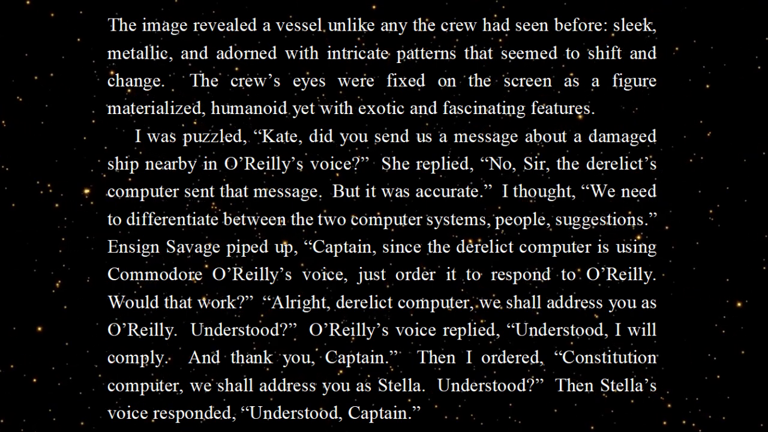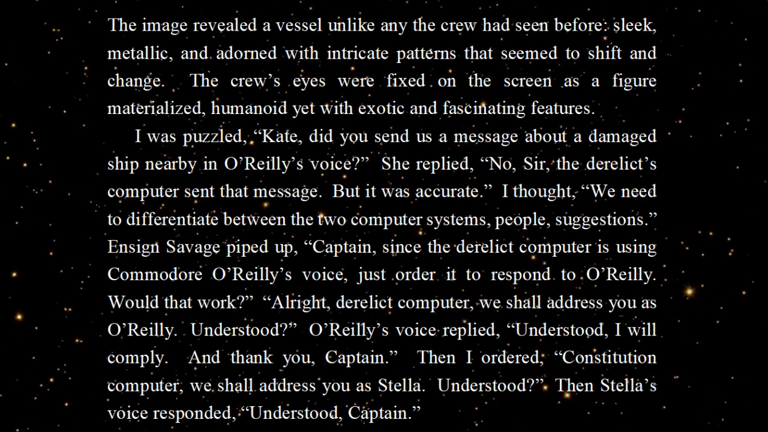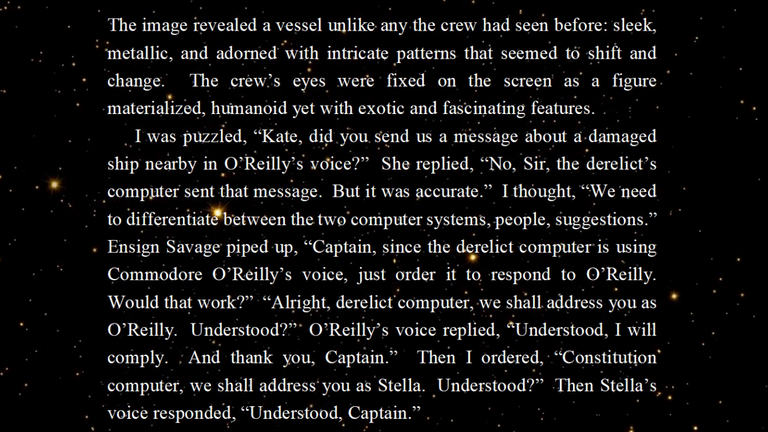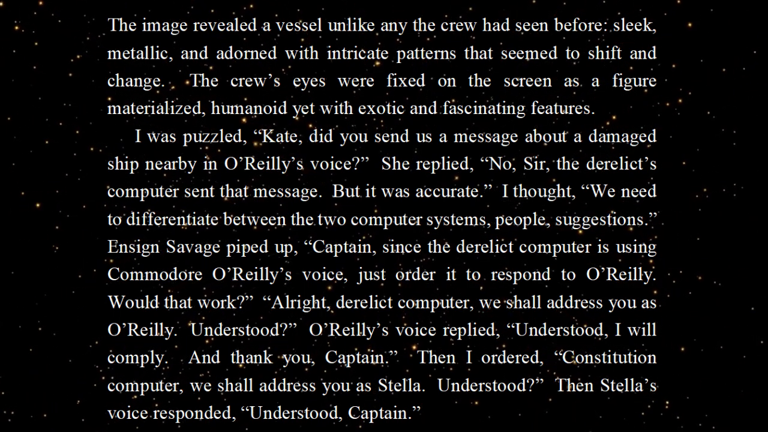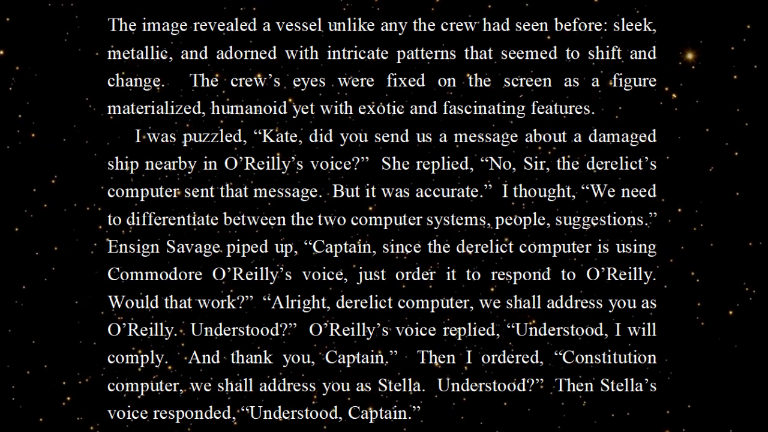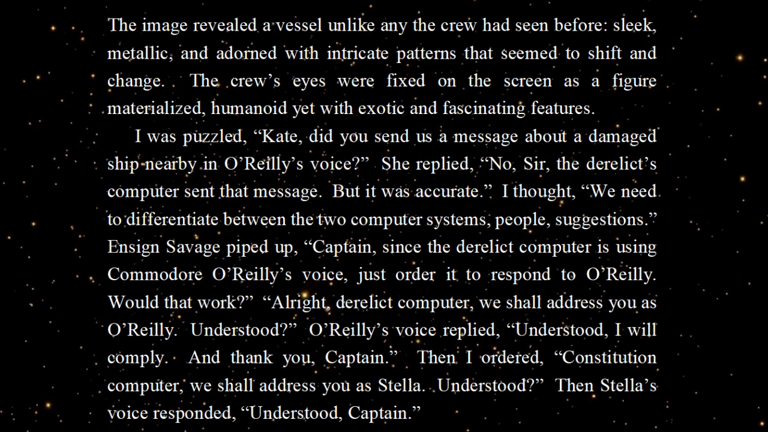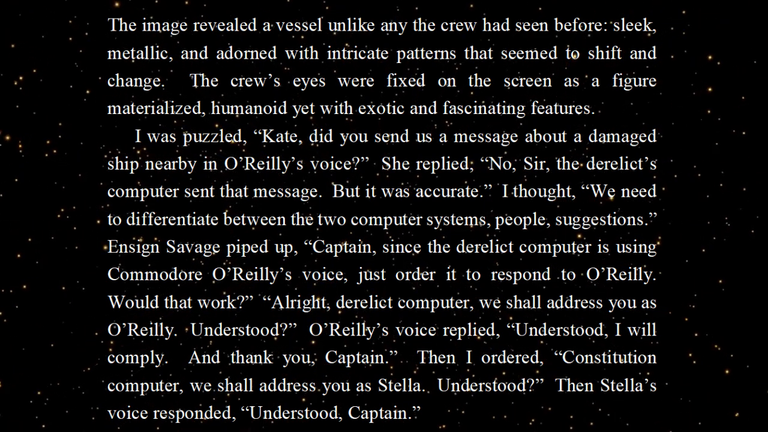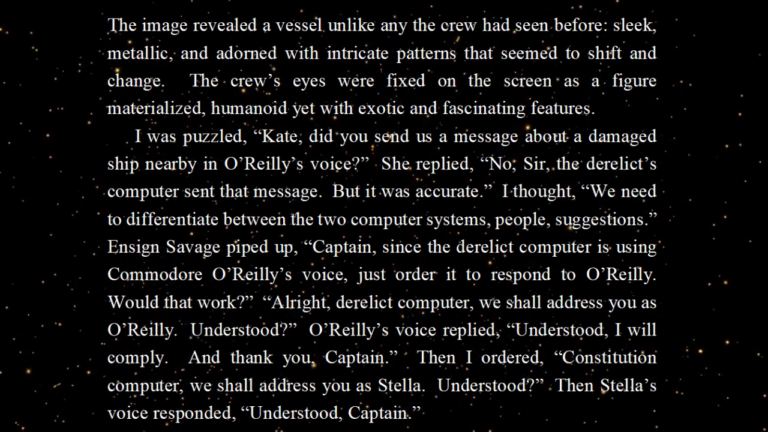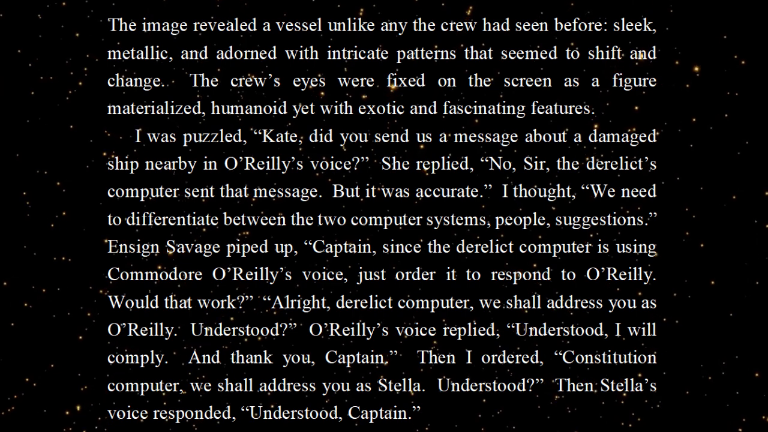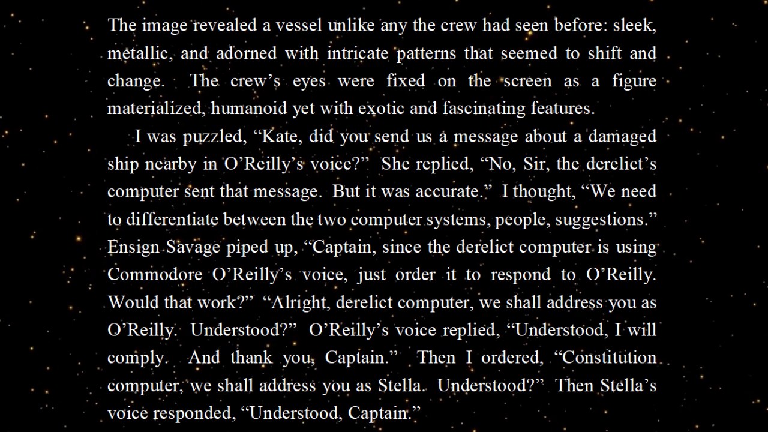I was puzzled. "Kate, did you send us a message about a damaged ship nearby in O'Reilly's voice?" She replied, "No sir, the derelict's computer sent that message." But it was accurate. I thought, we need to differentiate between the two computer systems. People, suggestions? Ensign Savage piped up. "Captain, since the derelict computer is using Commodore O'Reilly's voice, just order it to respond to O'Reilly. Would that work?" "All right, derelict computer, we shall address you as O'Reilly. Understood?" O'Reilly's voice replied, "Understood, I will comply."